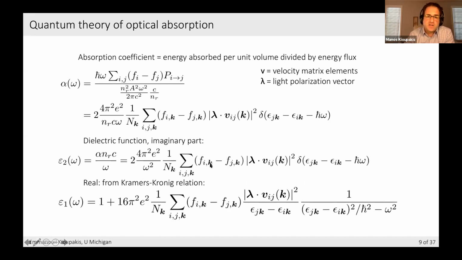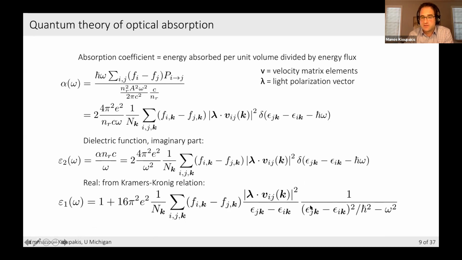So the equation you see here gives you the imaginary part of the dielectric function, and if you do the Kramers-Kronig relation, which relates the imaginary to the real part, you can find the real part as well. Okay, so again, it involves an integral over the Brillouin zone, a sum over bands, and the quantities here again, velocity matrix elements and energies. Notice how for the real part, there is no delta function.